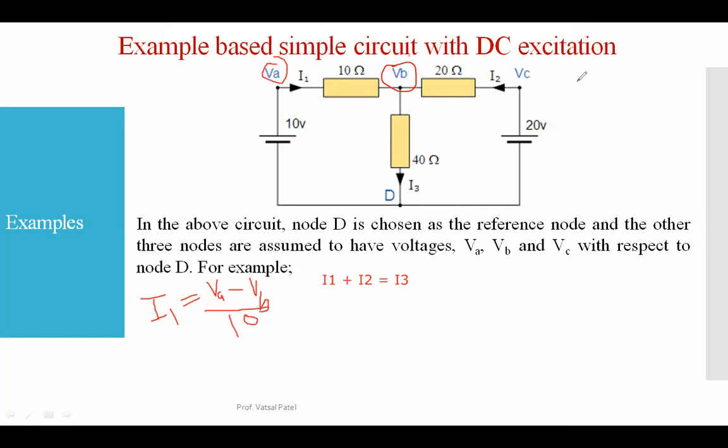Can we write the I2 equation similarly? That I2 is equal to, you can see the current direction, it is from VC to VB. So what you can write here is VC minus VB divided by 20.